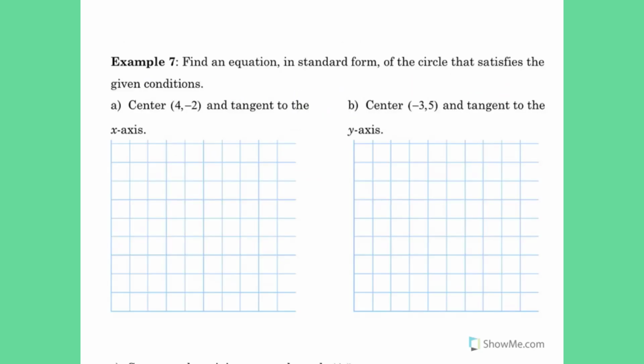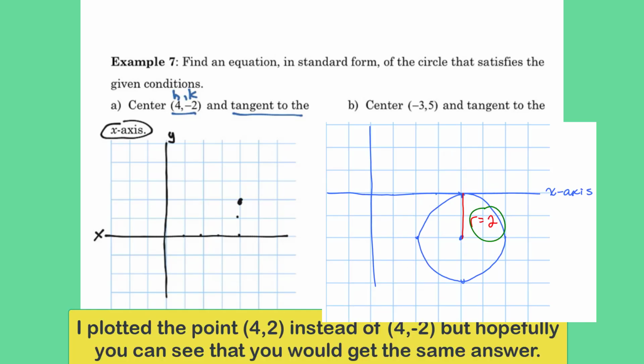Well, now they're going to ask us to find an equation in standard form of the circle that satisfies the given conditions. So I have my center, h, k, so that's easy. But tangent to the x-axis, what's going on there? Well, let's see. What if I drew my axis here? Okay, so here's my x, here's my y. My center is 1, 2, 3, 4, negative 2. So that means that my circle has to just touch the x-axis. How can it just touch it? It means it's got to be perpendicular.